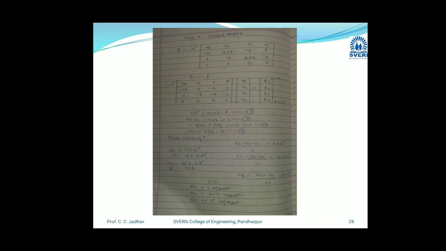From that displacement value we have to find out the strain value. For the first element, strain is u2 minus u1 by L1, which is equal to 5 into 10 raised to minus 6. Strain at element 2, u3 minus u2 by L2, is equal to 12.5 into 10 raised to minus 6.